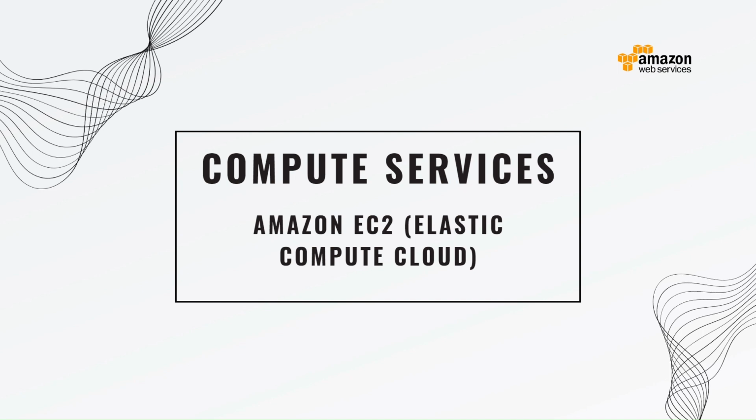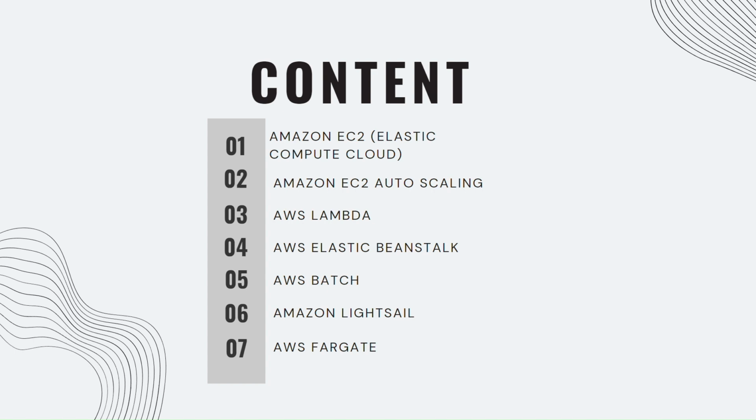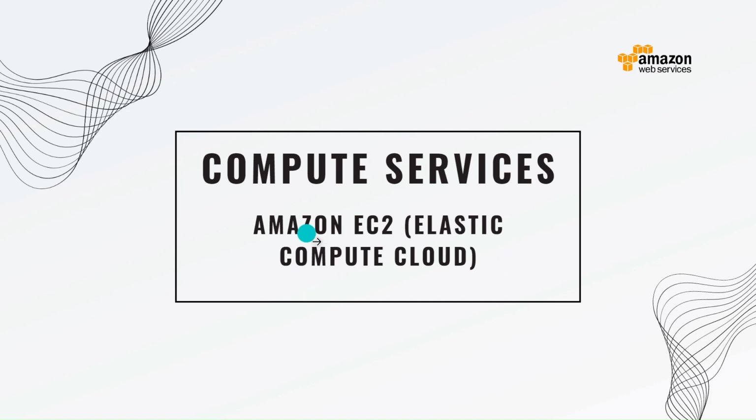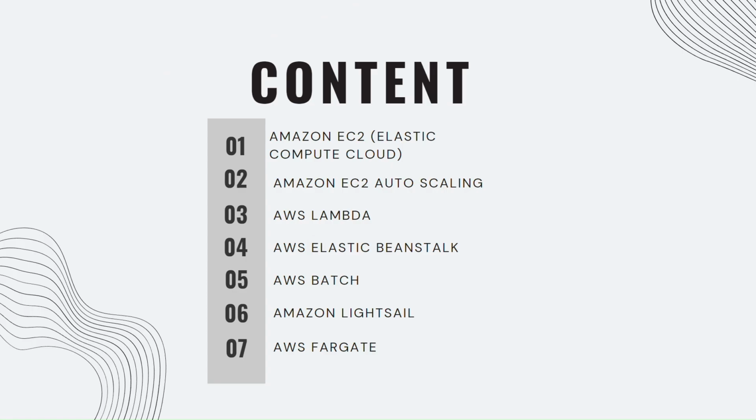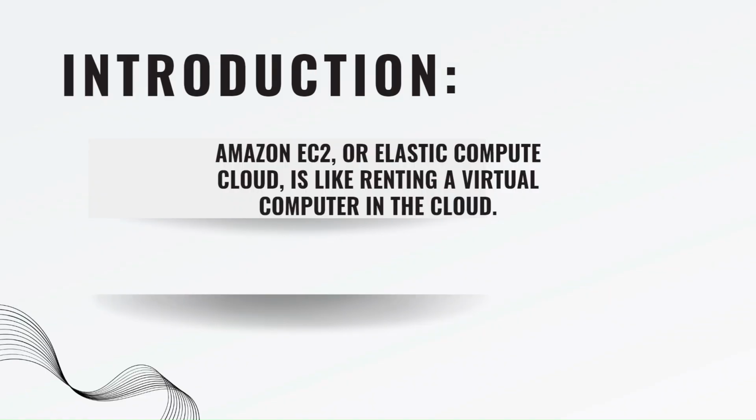So first, there is the content. The content is: Amazon EC2 Elastic Compute Cloud, Amazon EC2 Auto Scaling, AWS Lambda, AWS Elastic Beanstalk, AWS Batch, Amazon Lightsail, AWS Fargate. These are the compute services, and one by one, I will cover them in my videos. Today's topic is Amazon EC2, Elastic Compute Cloud. In my next video, I will discuss Amazon EC2 Auto Scaling. So now let's start.